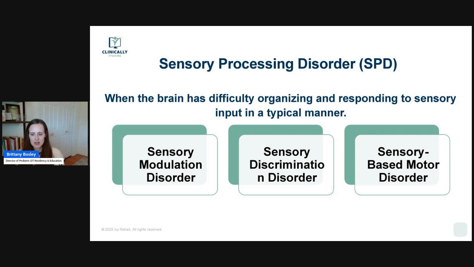Some physical symptoms that you might see are clumsiness, excessive fidgeting, or movement in an attempt to self-regulate, or difficulty with fine motor tasks like holding a pencil or using scissors. It's also important to note that sensory processing disorders often co-occur with other developmental or neurological conditions, such as autism, attention deficit hyperactivity disorder, anxiety disorders, and learning disabilities.